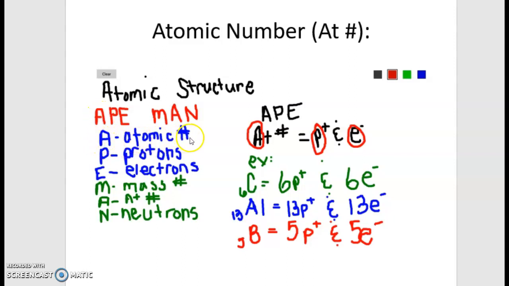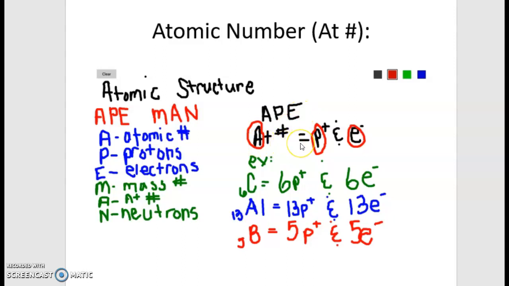A in APE stands for atomic number. P in APE stands for protons, and E in APE stands for electrons. M in MAN stands for mass number, A again stands for atomic number, and N in MAN stands for neutrons. So what we want to do right now is look at APE. So APE is a very simple process.